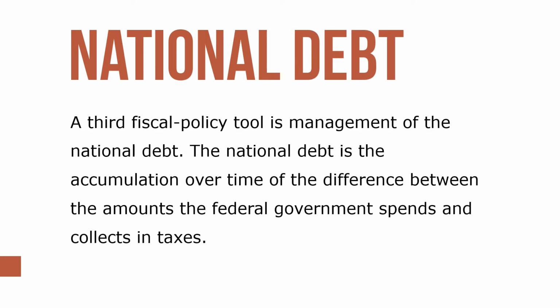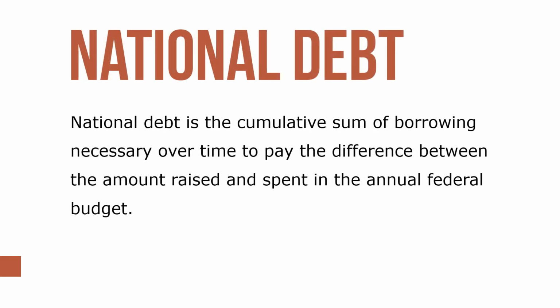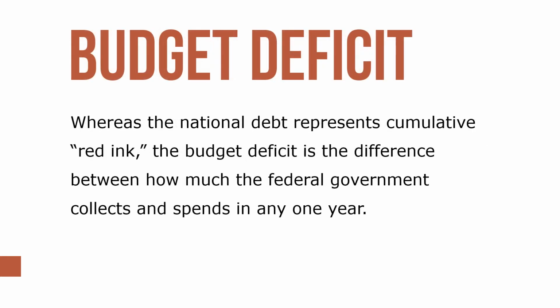A third fiscal policy tool is management of the national debt. The national debt is the accumulation over time of the difference between the amounts the federal government spends and collects in taxes. When a government sells bonds, it changes the composition of privately held assets, converting private assets from money to bonds. National debt is the cumulative sum of borrowing necessary over time to pay the difference between the amount raised and the amount spent in the annual federal budget. Whereas the national debt represents cumulative red ink, the budget deficit is the difference between how much the federal government collects and spends every year.